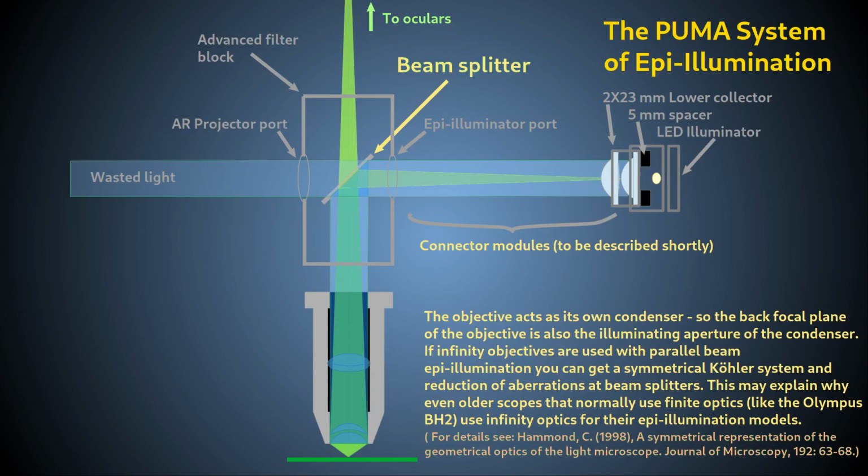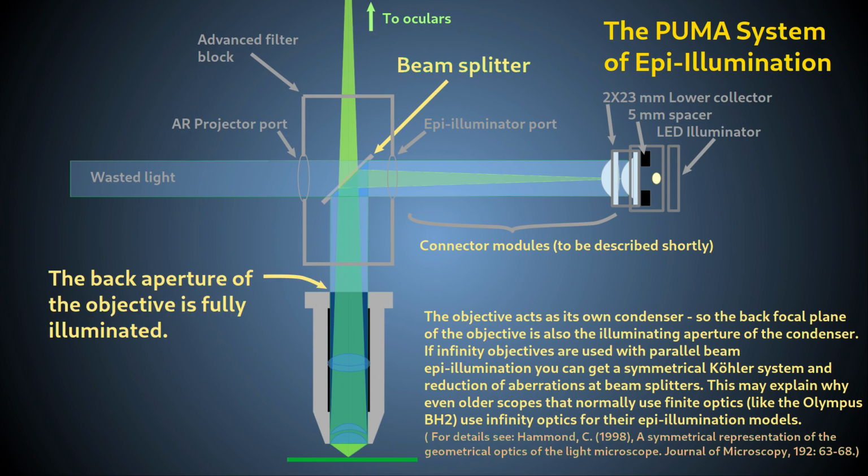Whatever collector arrangement is used, in this type of coaxial epi-illumination, the objective itself acts as a condenser, and because we illuminate the full back focal plane aperture of the objective with the LED illuminator, we will automatically be using the full numerical aperture of that objective, even up to the high numerical apertures of oil immersion objectives, so as to use the full resolving power of even the highest magnification objectives.